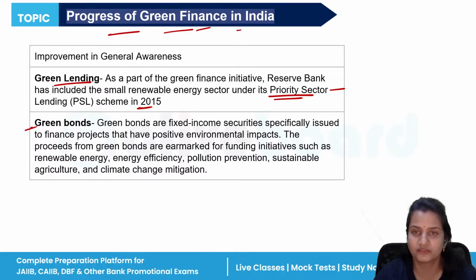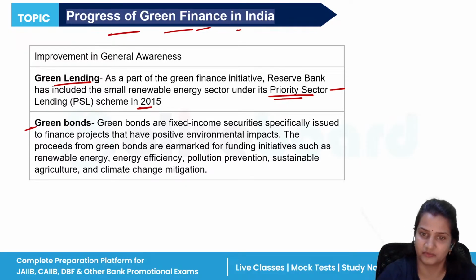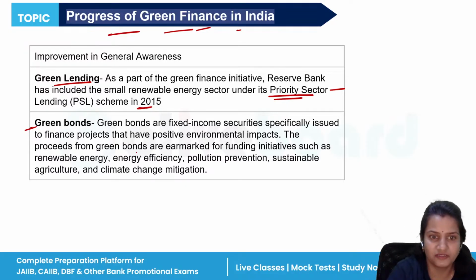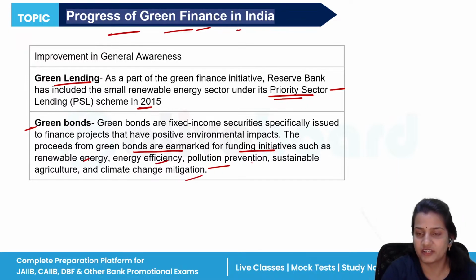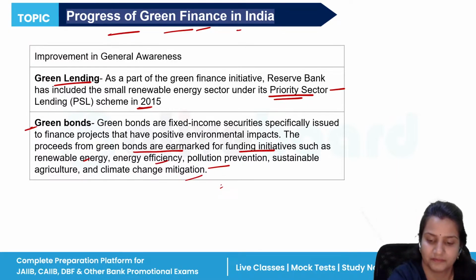You're not allowed to use that money for some other purpose. If you have taken the loan in the name of green financing, then you have to use that money for that same purpose. So green bonds are earmarked for funding initiatives such as renewable energy, energy efficiency, pollution prevention, risk mitigation, all these efforts.